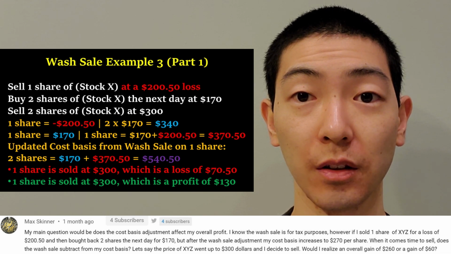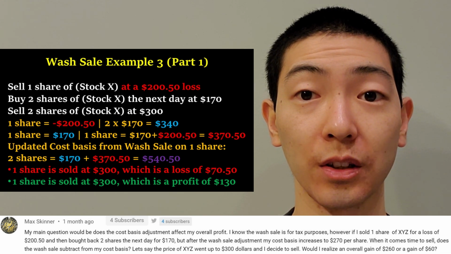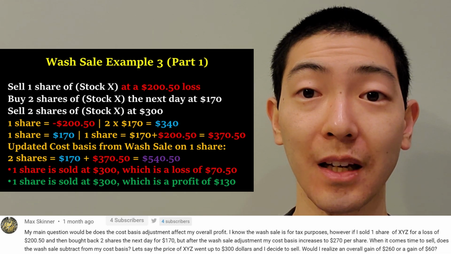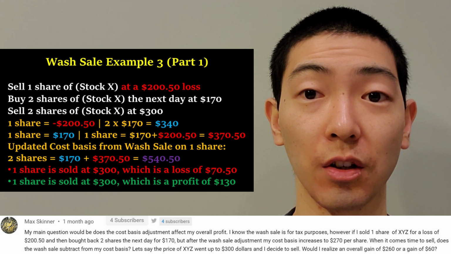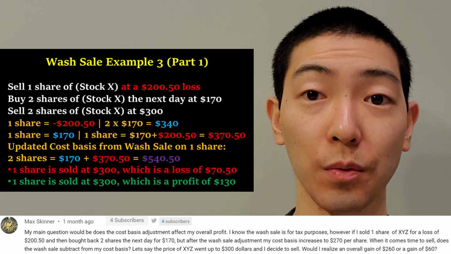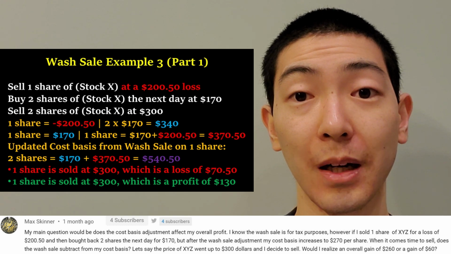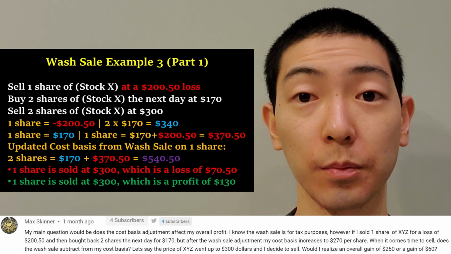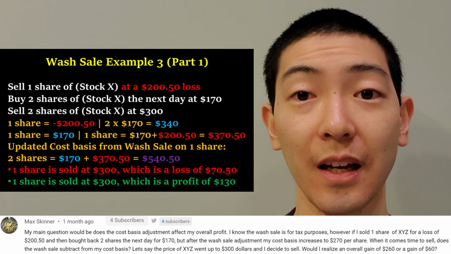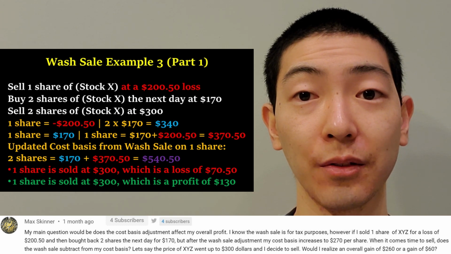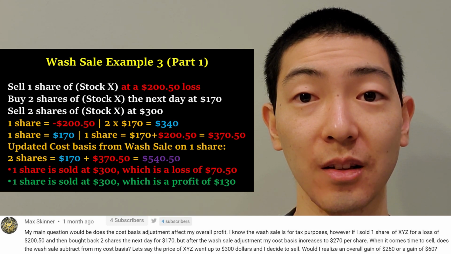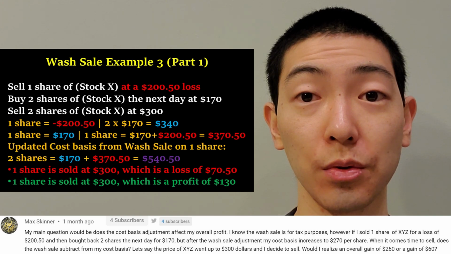Theoretically, a broker can spread the loss by dividing it evenly across the 2 shares purchased, making both shares have a wash sale adjusted cost basis of $270.25. The total dollar amount purchased is $340, but with the wash sale adjustment, it would be counted as a total of $540.50, either spread into 1 share or 2 shares.